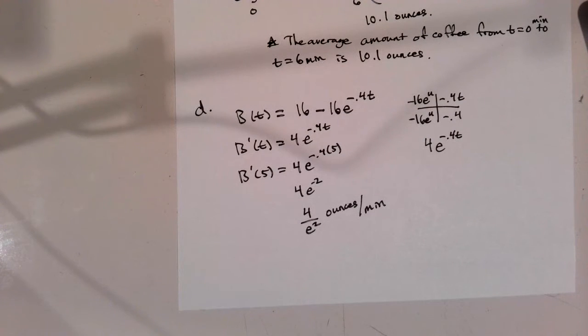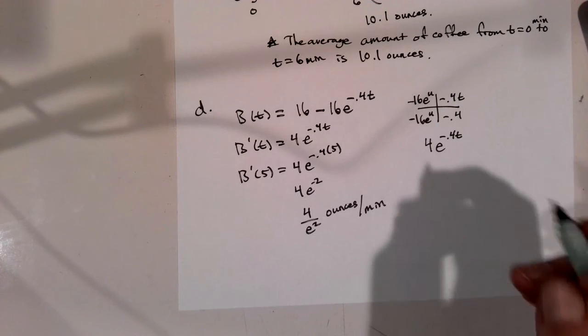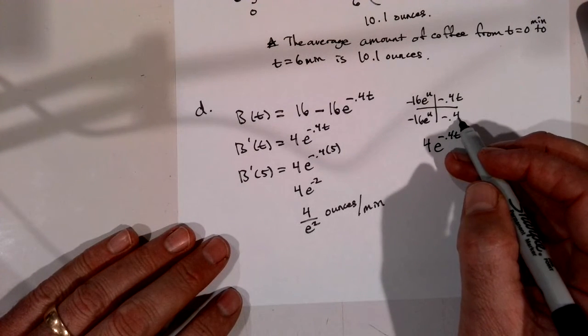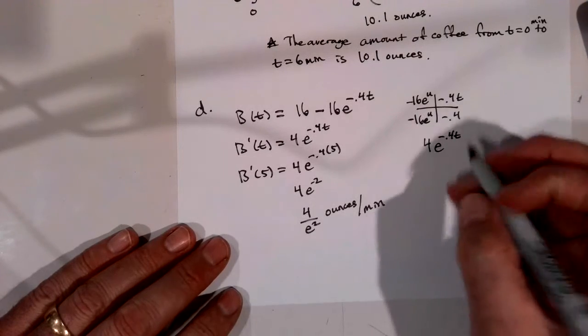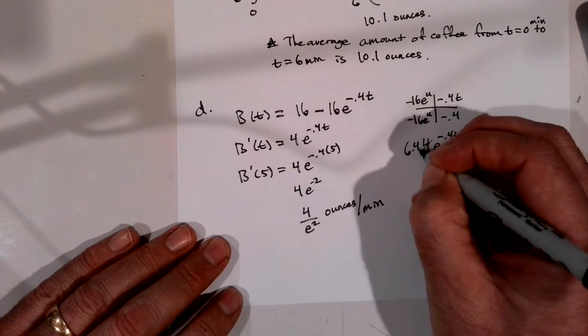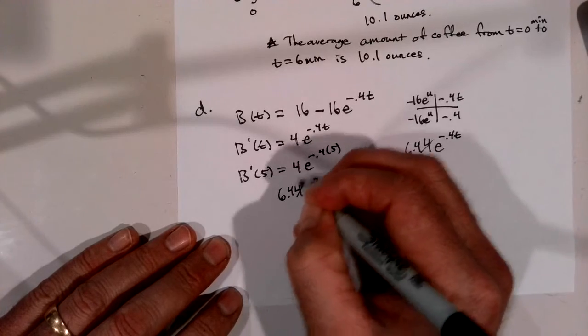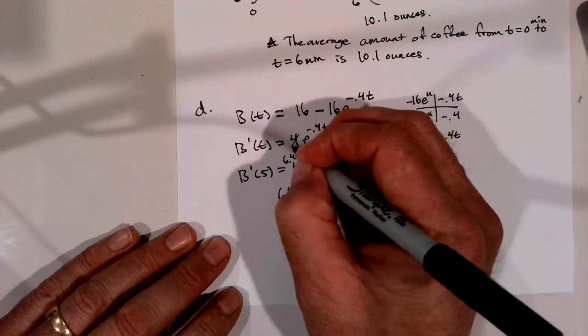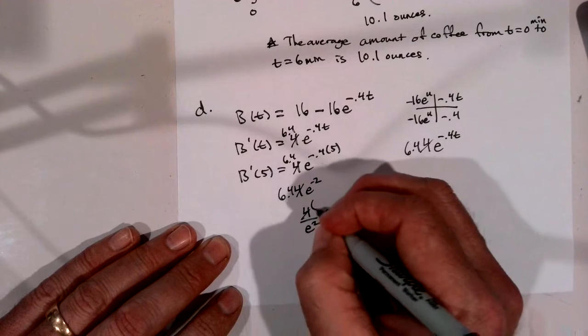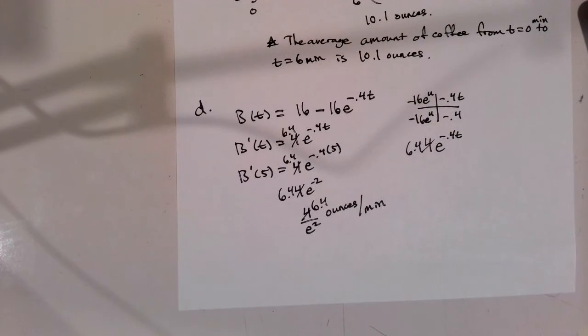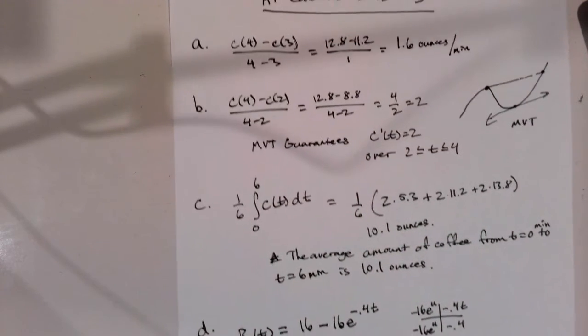Let's check our answer key. So our last one, I just want to make sure I'm doing these right. I stumbled on a couple earlier, and I totally screwed up. Because if you take 0.4 times 16, you don't get 4. You get 6.4. Sorry about that. It's 6.4 over e squared ounces per minute. So mistake there, sorry about that. Otherwise, everything else looks like it is spot on.